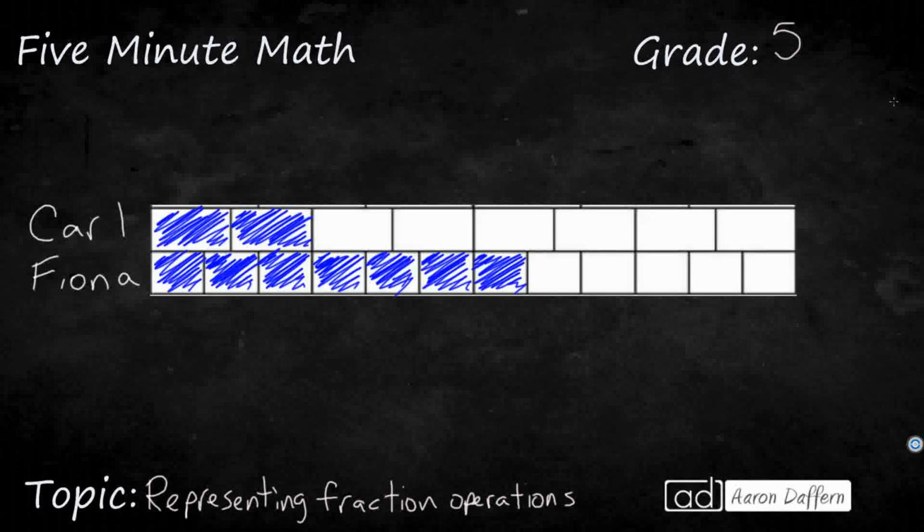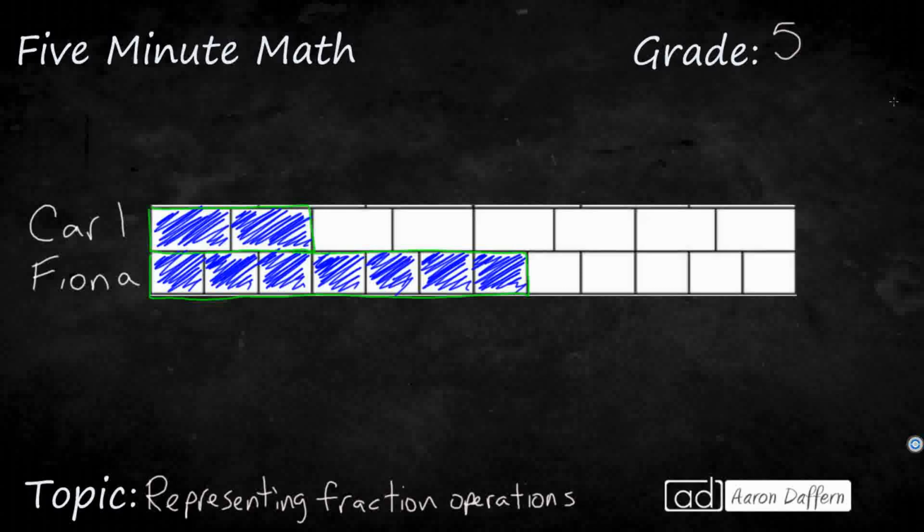We have 2 kids, Carl and Fiona, and they're eating, let's say, a candy bar. Graham cracker, doesn't matter. They're eating out of the same type of candy bar or graham cracker, whatever the problem is. And Carl eats this amount up here. So let's put a little rectangle around that amount, and Fiona eats this amount. So the question might be, how much of that, let's say, candy bar, did they eat together? Well, we need to identify these fractions here.